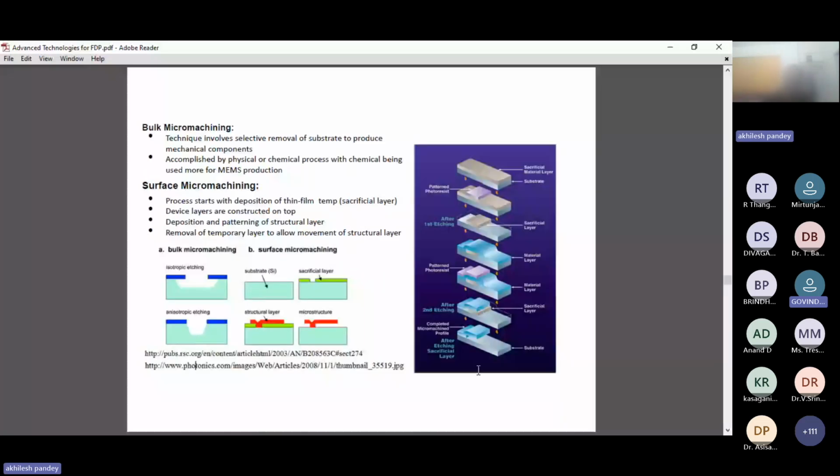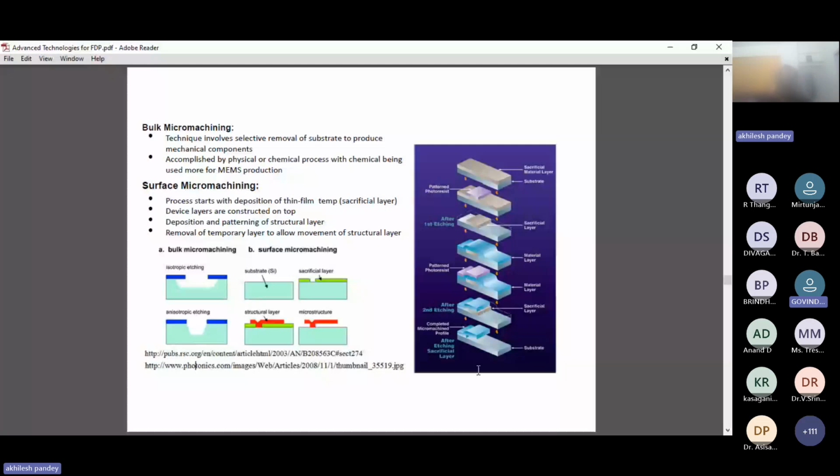Now, in the silicon substrate, basically two types of micromachining can be done: bulk micromachining and surface micromachining. In bulk micromachining, the technique involves selective removal of the substrate to produce a mechanical component. Silicon has to be etched, so a chemical is used to etch out the material. That is called bulk micromachining.